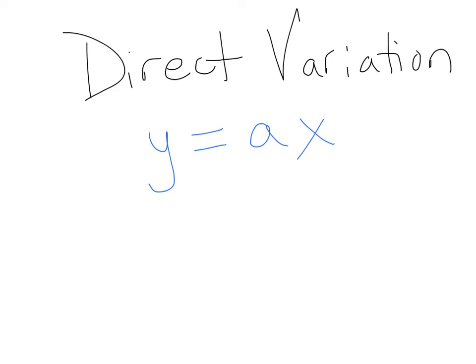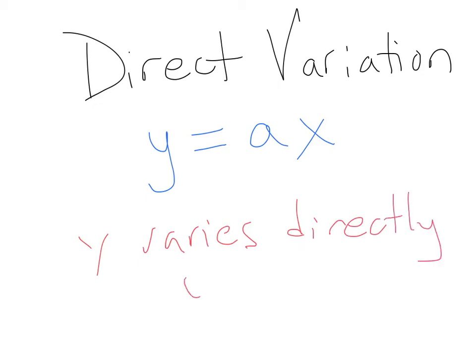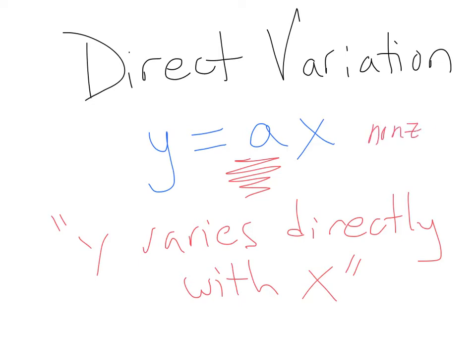Greetings, friends. Direct variation. Y varies directly with x. That's how you can read the above equation, y equals a x, and a is some non-zero constant.